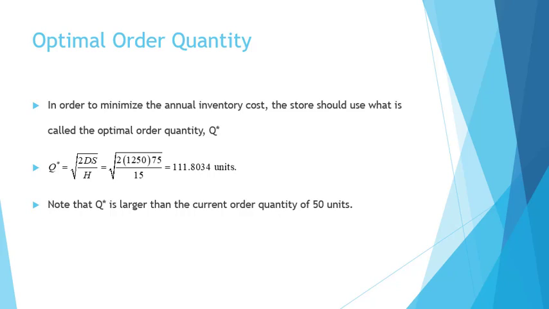So by plugging in the right information, it will be the square root of 2 times 1,250 times 75 divided by 15, which equals 111.8034 units. Note that Q star is larger than the current order quantity of 50. So this signifies that the current order quantity of 50 is far from the optimal order quantity of 111.